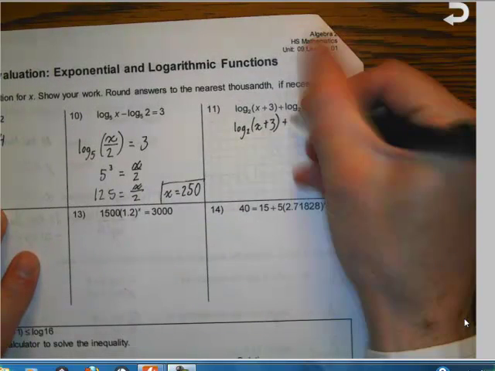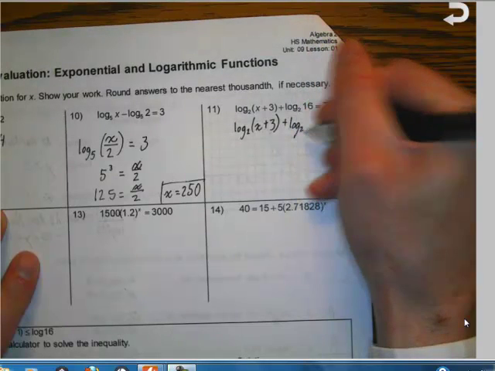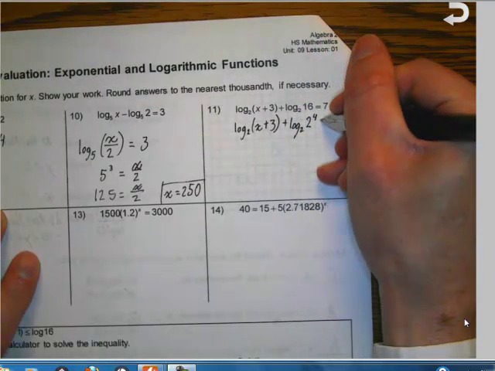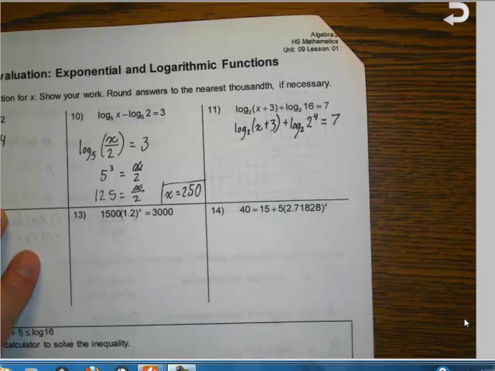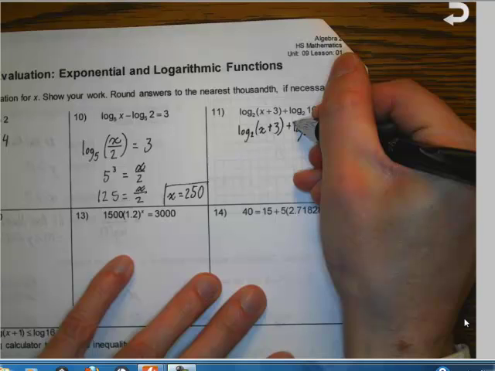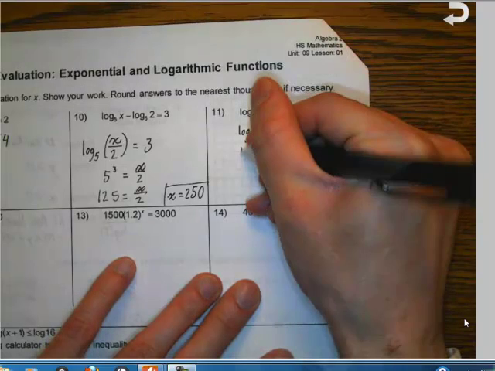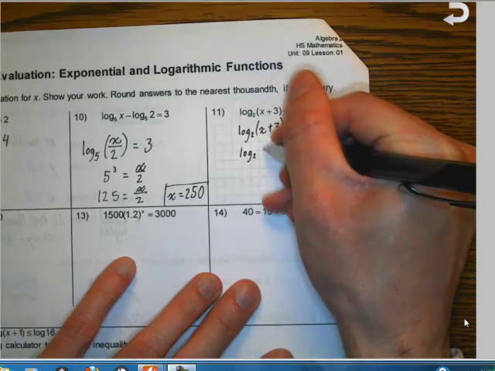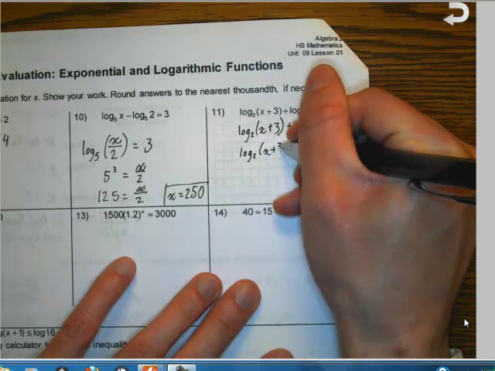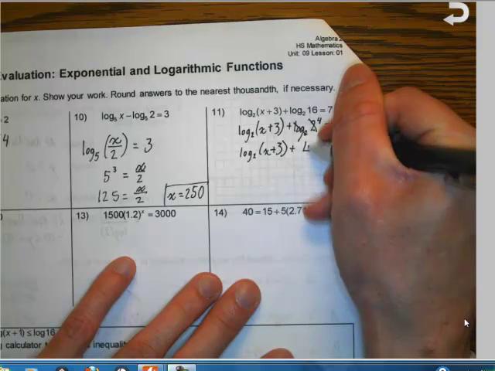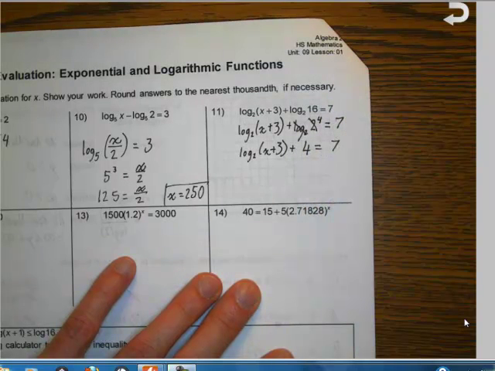So this is the log 2 of 2 to the 4th. What happens between log 2 and base 2? They cancel, leaving us with just what? 4. So you have the log 2 of x plus 3 plus the constant 4 is equal to 7.